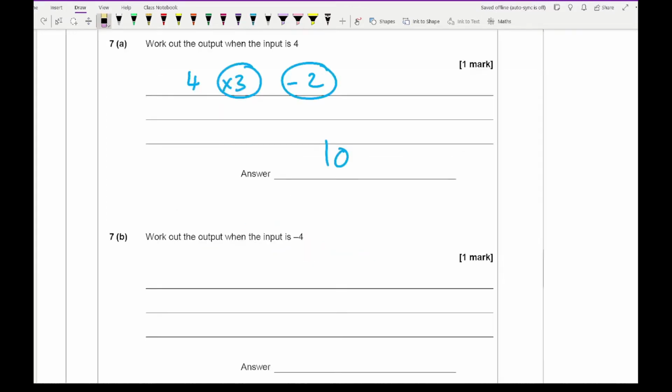And looking at question 7b, it says work out the output when the input is minus 4. So all I need to do here is do exactly the same. So minus 4 times 3 is minus 12. And then take away 2 is going to give me an answer of minus 14.